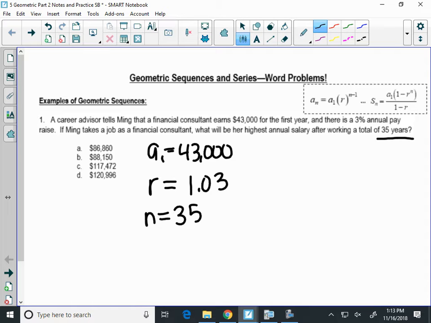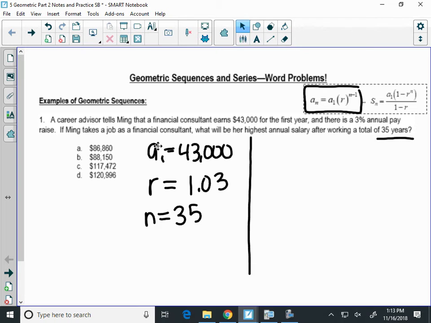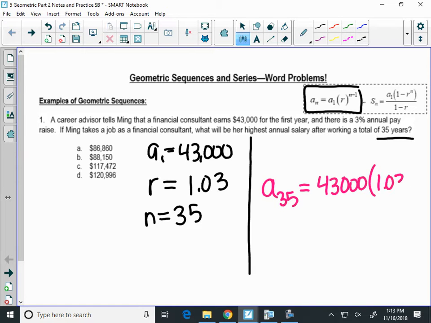All right, are you using the sequence or the series formula here? Am I adding up how much money she made? No, I'm just finding how much money is in the 35th year. So that's the sequence. Unless it says to add them up or find the total, it's just the sequence here. So let's put this in. We have A sub 35, the number in the 35th year. You'll just take 43,000 times 1.03, and the exponent is 35 minus 1. You could just write 34. That's fine. So I want you to take your calculators and type that in for me.